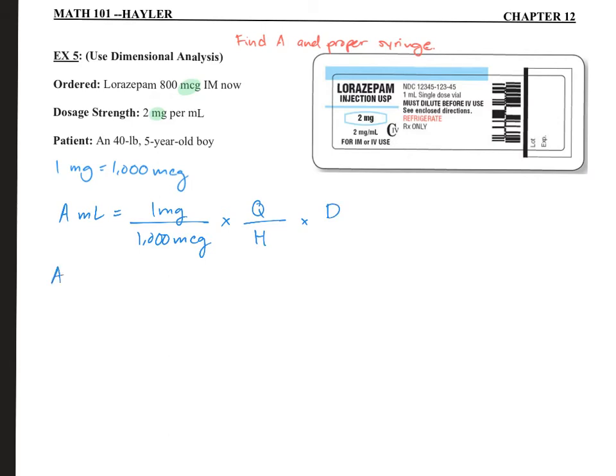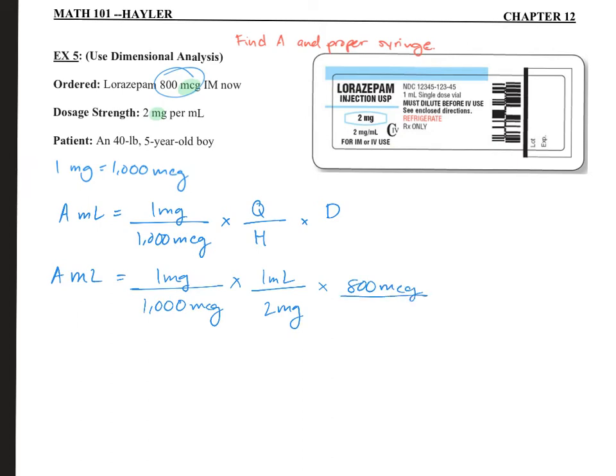So let me fill that in. A milliliters equals 1 milligram over 1,000 micrograms times the dosage unit, 1 milliliter, all over the dose on hand, which is 2 milligrams, times the dose ordered. So many dose words here. So the dosage ordered, which is 800 micrograms. I said it right that time. And then we can just put that over 1.